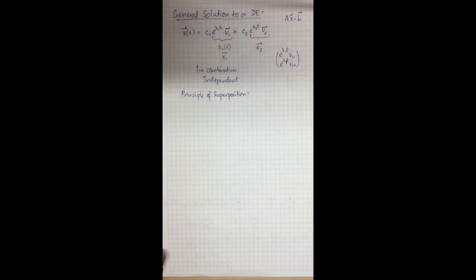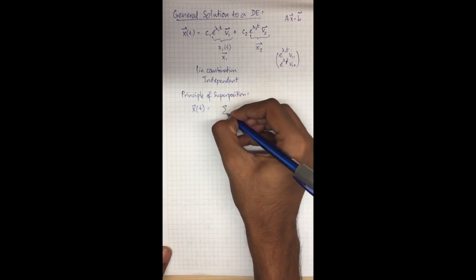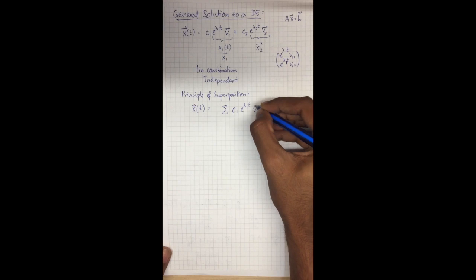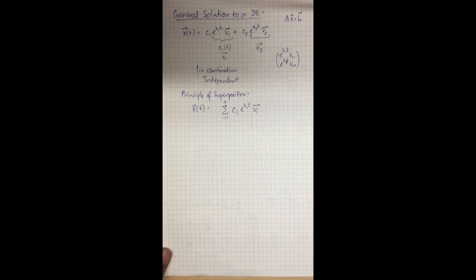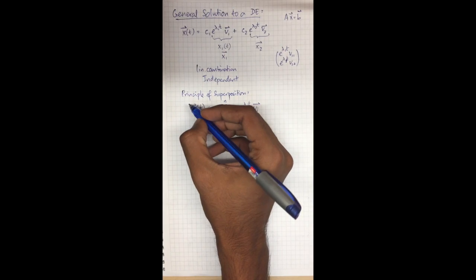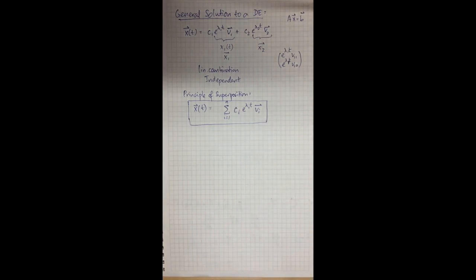So by the principle of superposition, we can say that x of t can just be the sum of ci e to the lambda i t times the vector vi, when i goes from 1 to n. This is going to be the general solution for an n by n matrix, and we can change it as per the number of eigenvalues or the size of the matrix which we have. According to the principle of superposition, this is the general solution for the differential equations that are being solved with the matrix method.